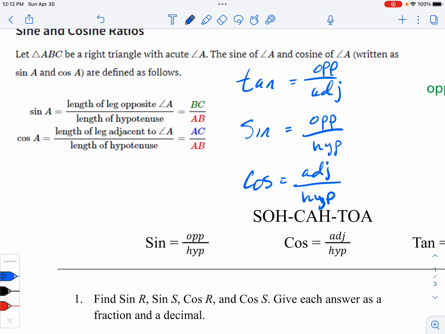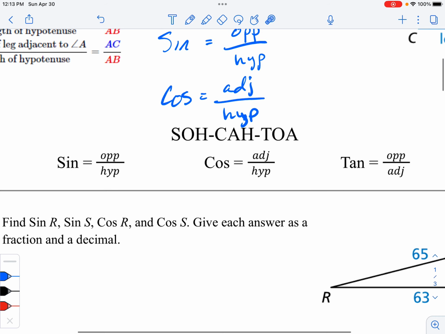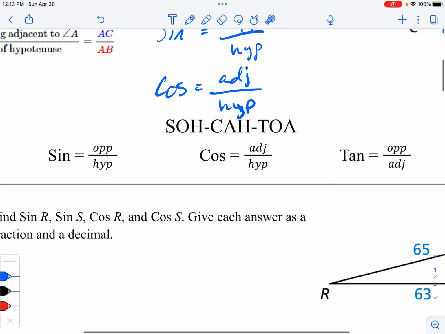hypotenuse. And remember, the tangent, sine, and cosine are always of some angle, so we're going to have something here, either an angle measure or a letter of an angle. What I'm doing here is just showing you those different ratios. And we have this model down here on the bottom as well.